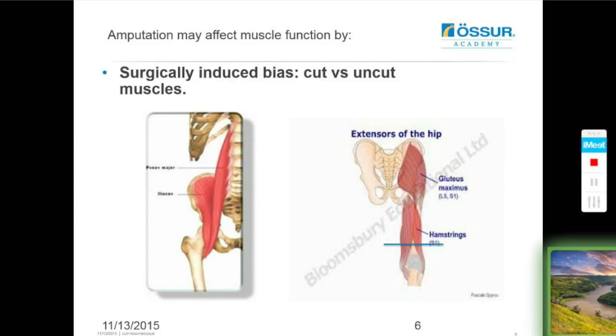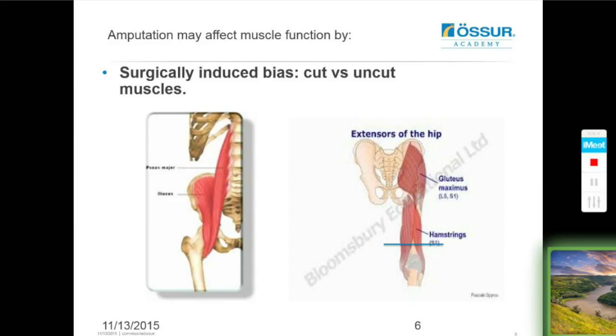Amputation also affects muscle function by simple anatomy of the amputation. If we have a look at the system on the left, we can see that the hip flexors insert high up onto the femur. The extensors, however, on the right, insert all the way down the femur, the hamstrings even crossing the knee joint, and so those muscle insertions are cut, which will affect that muscle's ability to generate tension and strength when the amputee tries to activate and use them.